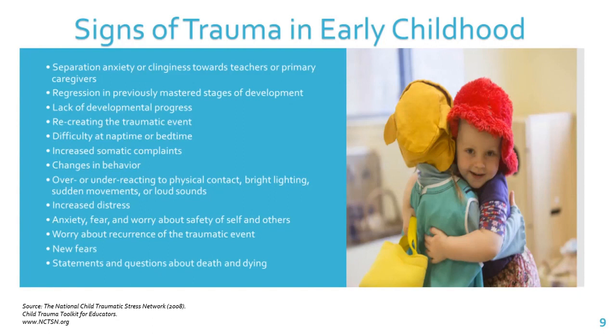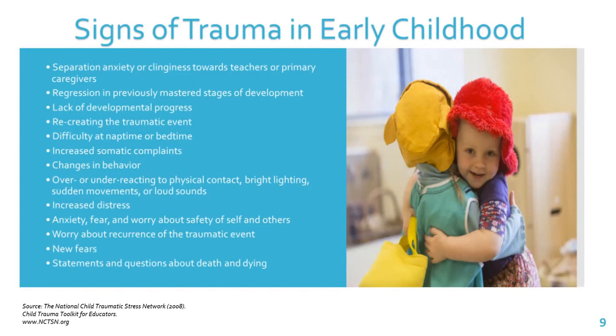We may see drastic changes in behavior or just an abrupt change in behavior. Things that a child used to do or find pleasure in, they're just not doing it anymore. Their personalities are changed. They're not as happy. They're not as carefree. We may also notice them over or underreacting to sensory input, like physical contact, bright lights, sudden movements, loud sounds. We may find that they have a startle response that's stronger than they used to have.